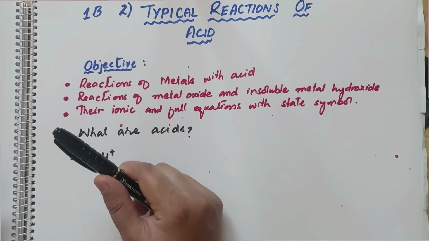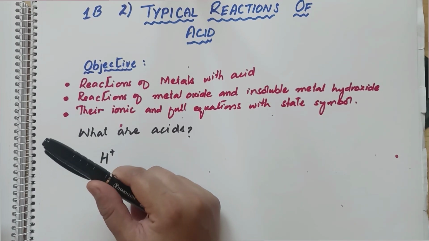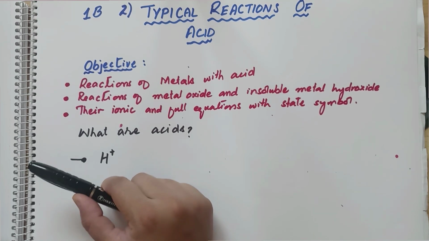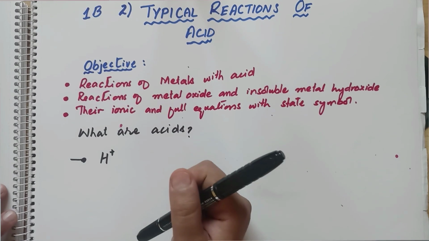Typical reactions of acid. In this lecture we will learn the reaction of metals with acid, and the reaction of metal oxide and insoluble metal hydroxide with acid, their ionic and full equations with state symbols. First of all, what are acids?